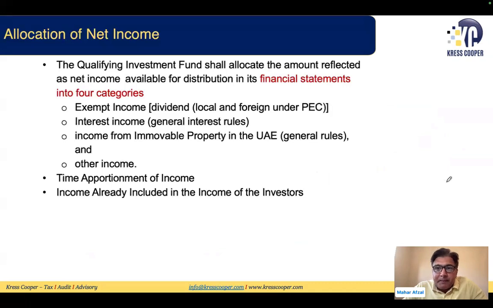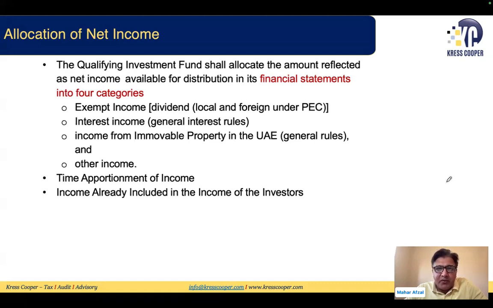Now, the fund is required to prepare the financial statement. Once they are preparing the financial statement, the audit conditions will be as they are. The conditions for preparation of financial statements are as they are: less than 3 million, cash basis of accounting; 3 million to 50 million, they can apply IFRS for SMEs; more than 50 million, they need to apply full-fledged IFRS. And if the revenue is more than 50 million, audit is compulsory. Less than 50 million, audit is not compulsory.